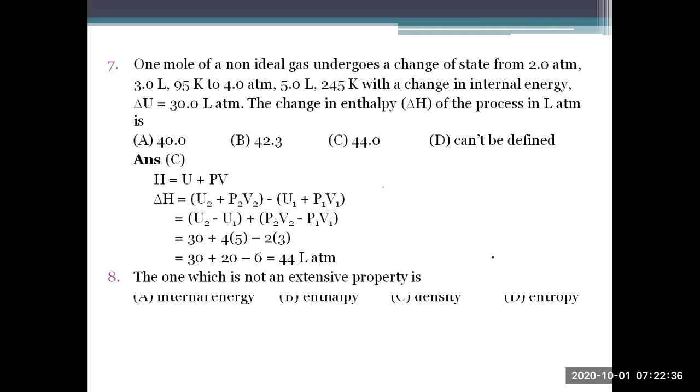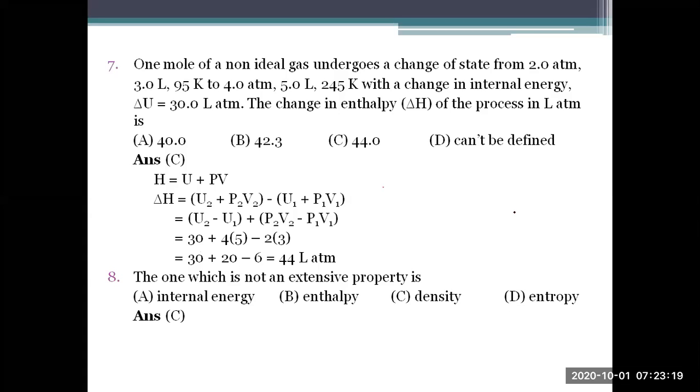We'll take up the eighth one. The one which is not an extensive property. Option C. Exactly. So internal energy, enthalpy, entropy, they all depend on the amount, whereas density doesn't depend on the amount of the substance. Density of a substance is just an intensive property. So it is option C.